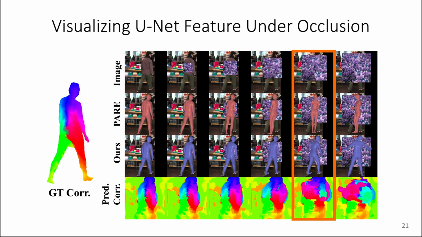We visualize the extracted U-net features under different levels of occlusion. Notice that even the left-right is swapped under high occlusion, our 3D NBF can still fix it and output the correct pose.